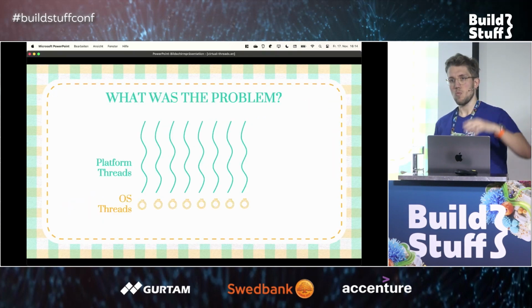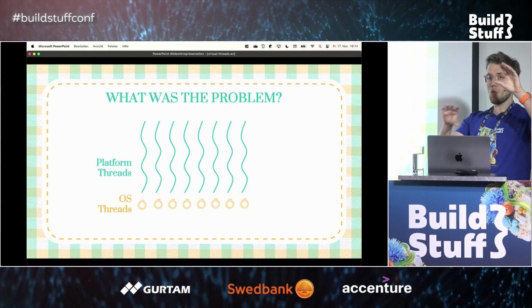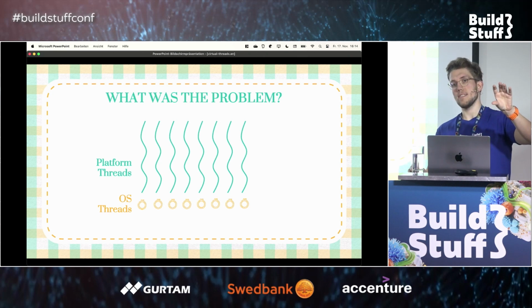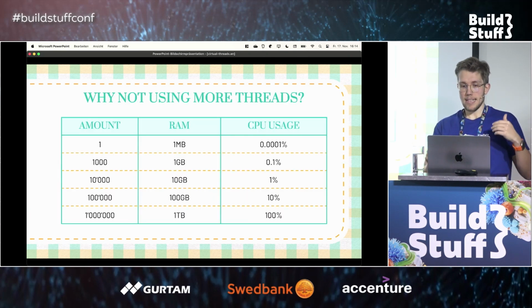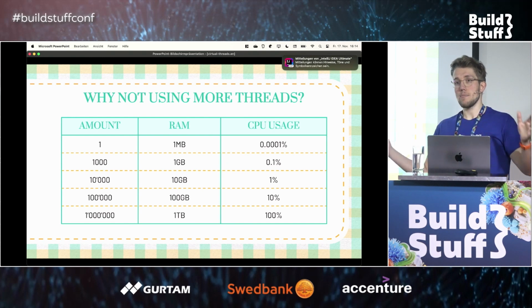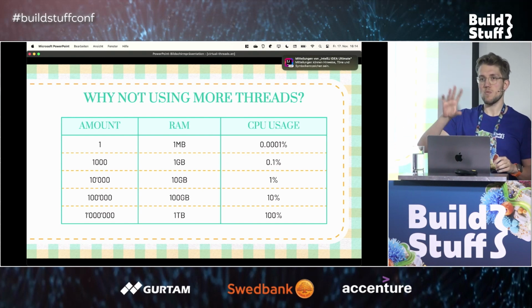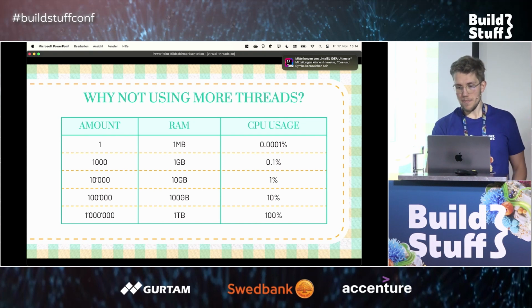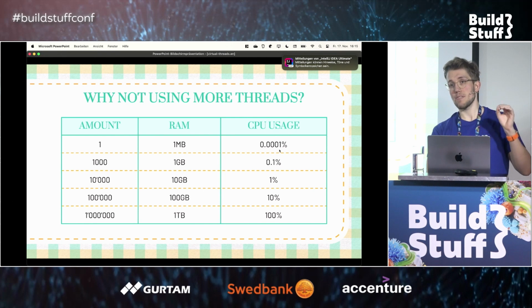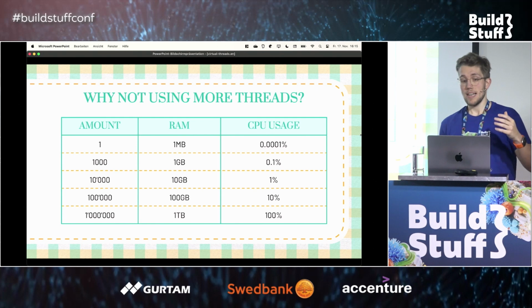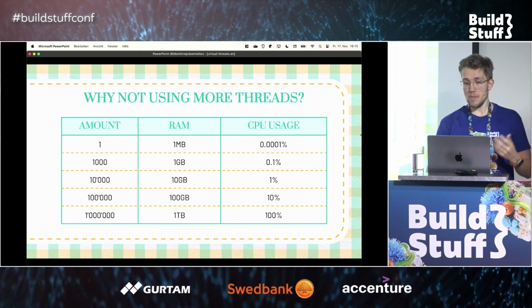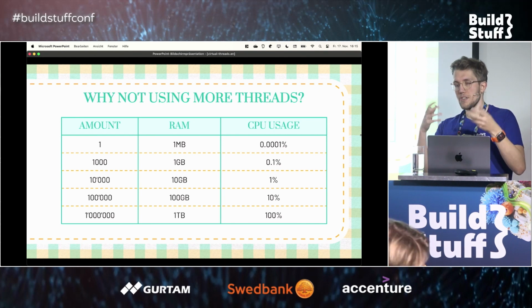The problem here is that one platform thread creates one operating system thread. The normal Java thread is like a small layer on top of an operating system thread. This is why we can't use an unlimited amount of threads, because one thread takes around 1 to 2 megabytes of RAM because it gets allocated. But the CPU usage here is only around 0.0001%. And to have a CPU usage of 100%, you would need like 1 million threads and 1 terabyte to 2 terabytes of memory.